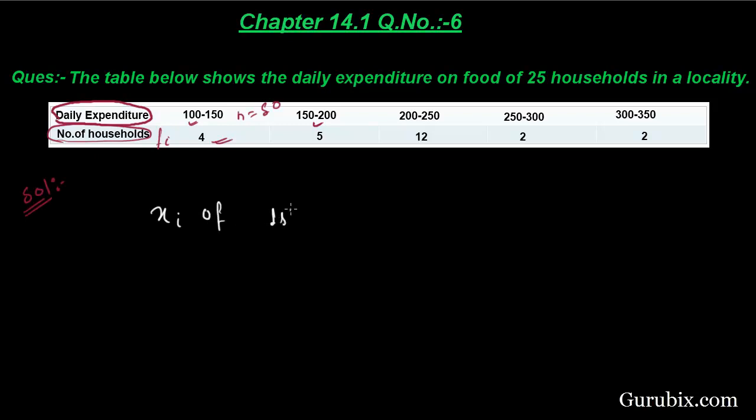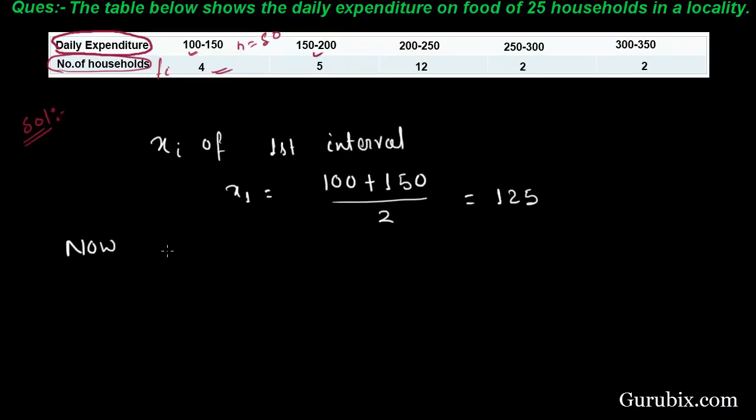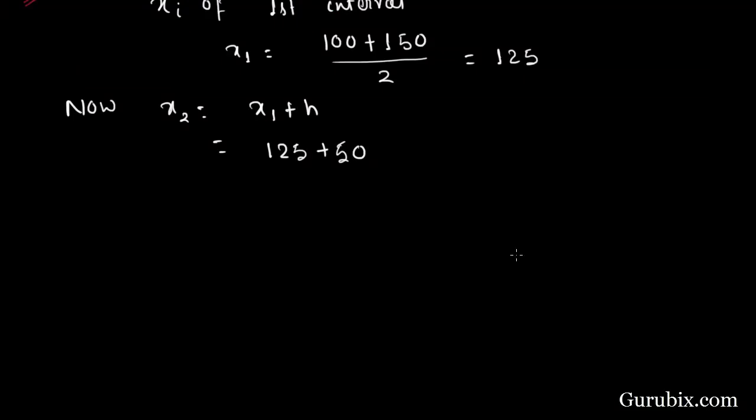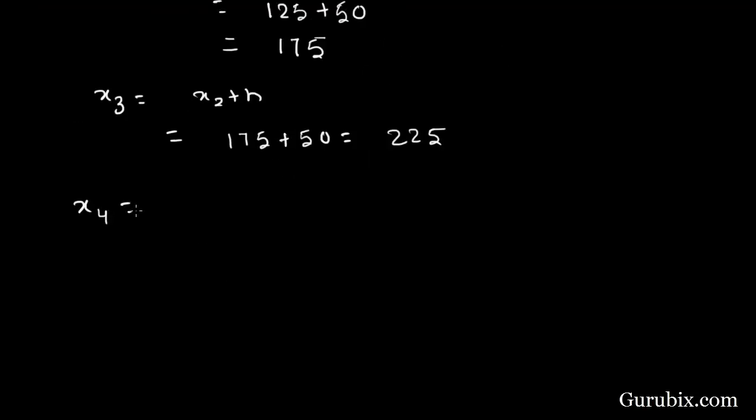x1 of the first interval is equal to (100 + 150) upon 2, which is equal to 125. Now x2 is x1 plus h, which is equal to 125 plus 50, because h is the same in all intervals. So we can find x2, x3, x4. So x2 is 175. Similarly, x3 is x2 plus h, equal to 175 plus 50, equal to 225. Similarly, x4 is x3 plus h, equal to 225 plus 50, equal to 275.